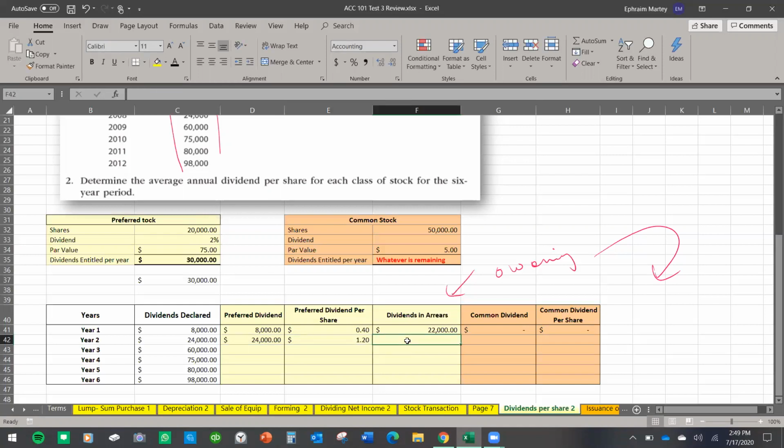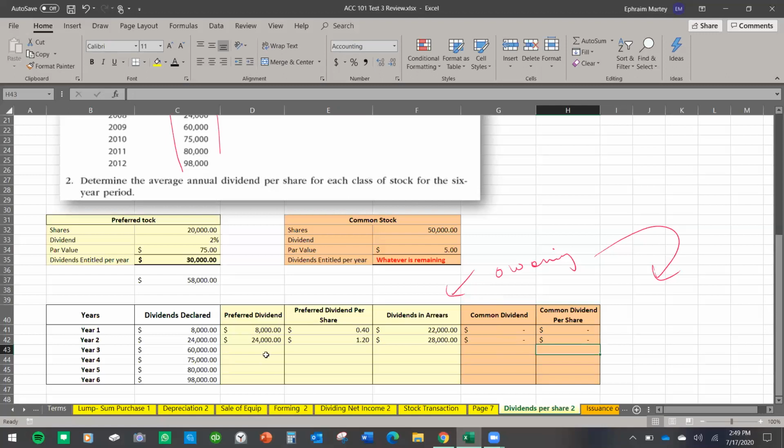Okay, how much are we owing them now? We owe them this from the last year, and we should have paid them about 30,000 in addition, but we were only able to pay 24,000. So we owe them 28,000 at the moment, at the end of second year. Common stock will have nothing because nothing is left, and their earning per share will be 0 as well, because 0 divided by the number of shares is 0.